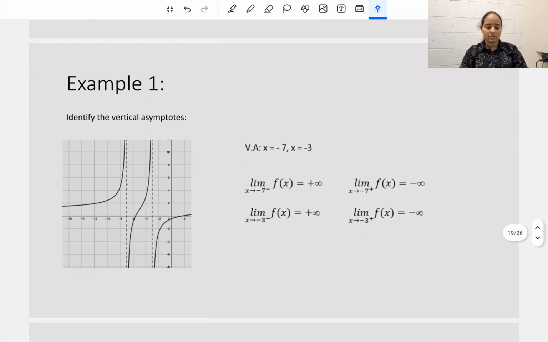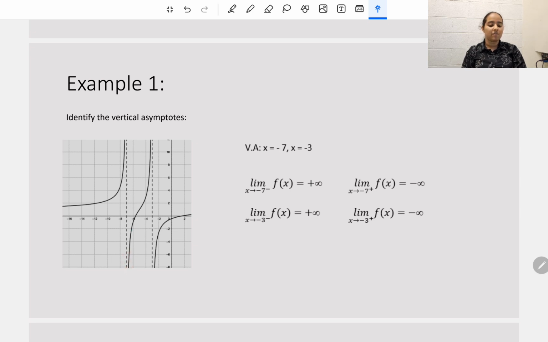Let's look at an example. Identify the vertical asymptote. As you can see here, at negative 7, there is a vertical asymptote, because if we analyze the function on the left, we can see that as the function approaches negative 7 from the left, f of x goes up to infinity. Whereas if the function approaches negative 7 from the right, the function goes to negative infinity.